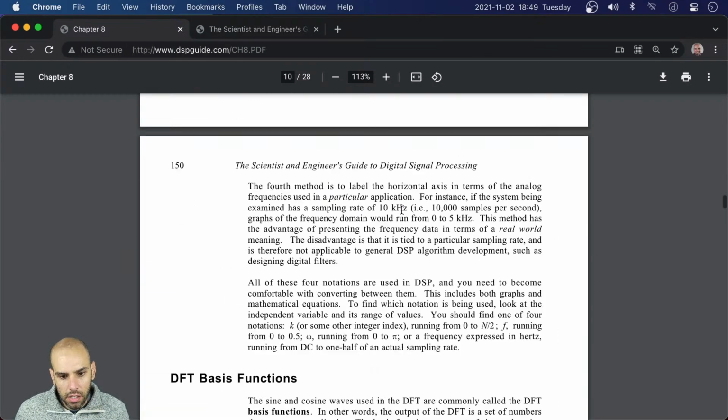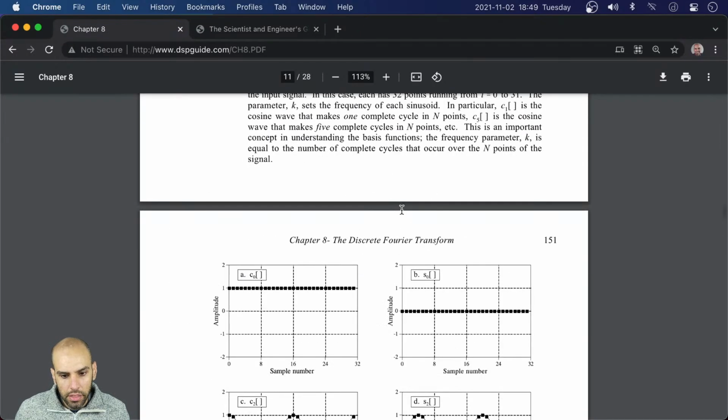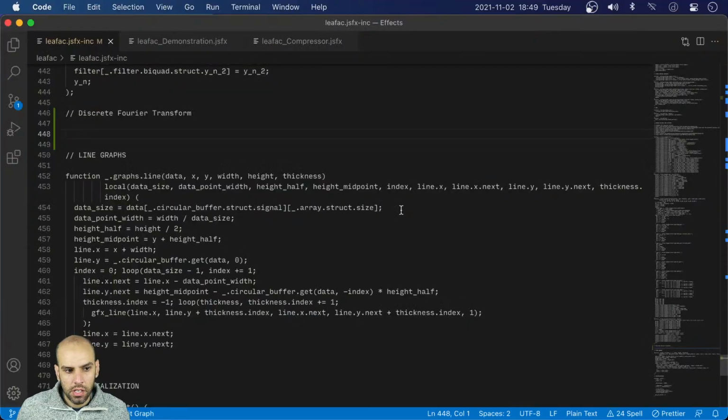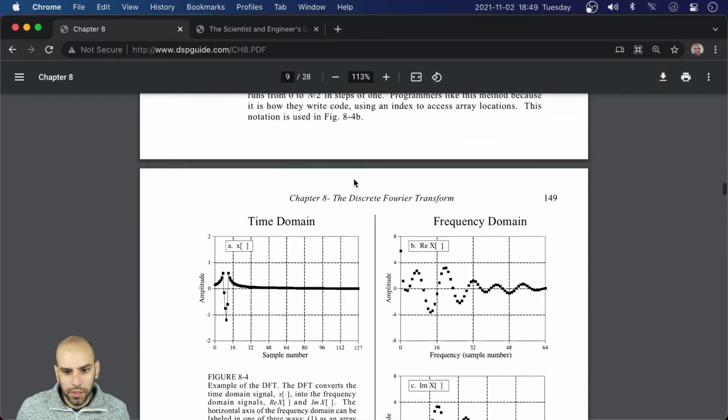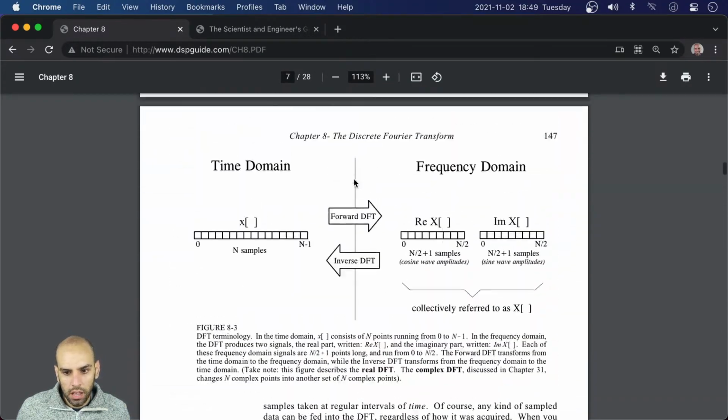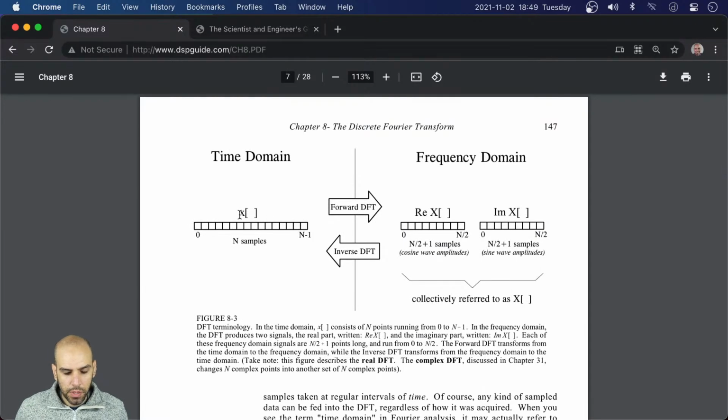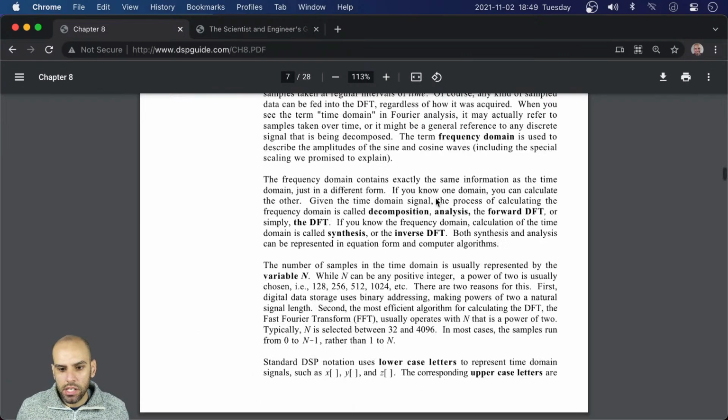And then in the book, they actually talk about the inverse first. They talk about how to go from the right to the left. But because we are interested in drawing a frequency domain spectrum, let's go with the forward DFT first.